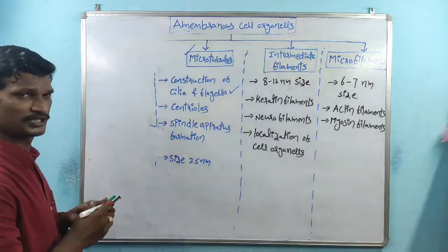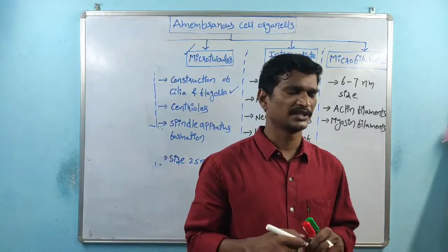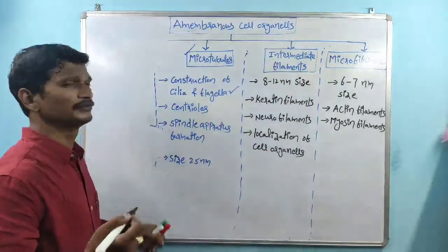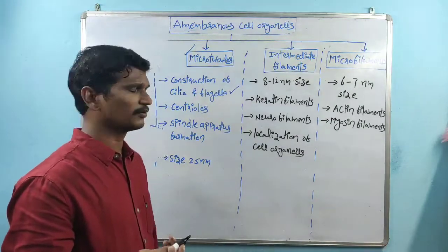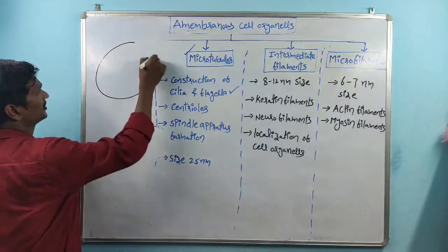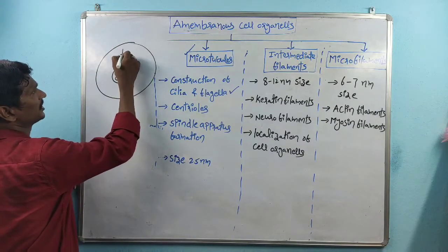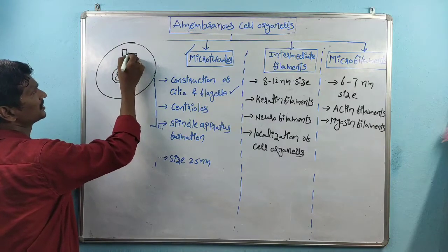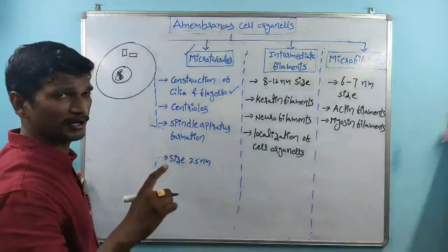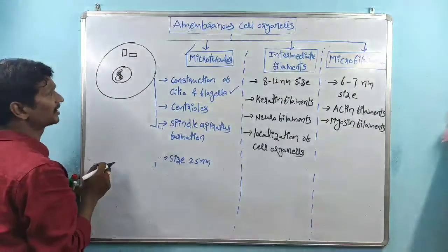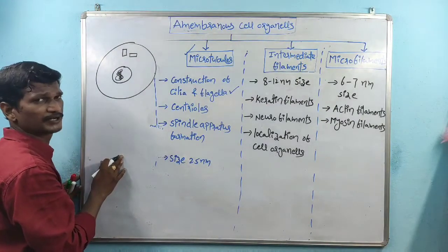So coming to the next one, the centrioles. I thought most of the students are well aware of the centrioles. Centrioles are present in animal cells and support the formation of the spindle apparatus. Suppose this is a cell, and this is the nucleus, and these are the centrioles. These are cylindrical structures arranged in a perpendicular manner, and they majorly support spindle apparatus formation.